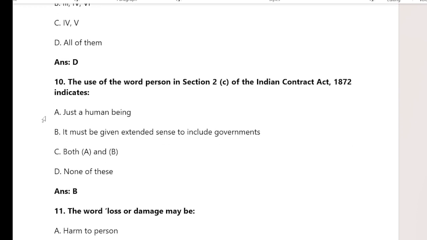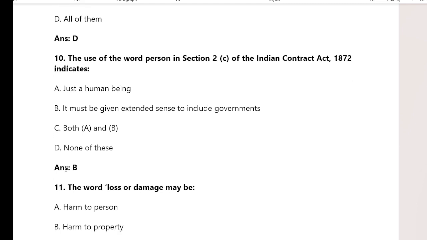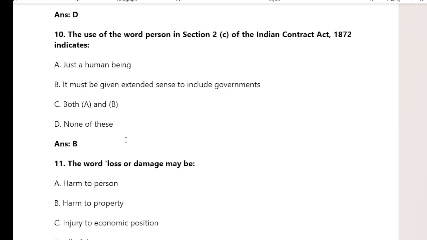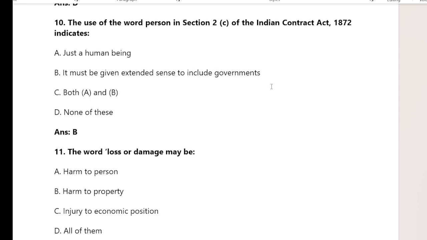And the next question is the use of the word person in section 2C of the Indian Contract Act 1872 indicates. Option A, just a human being; option B, it must be given extended sense to include government; and option C, both A and B. Option D is none of these. The right answer is option B, it must be given extended sense to include government.